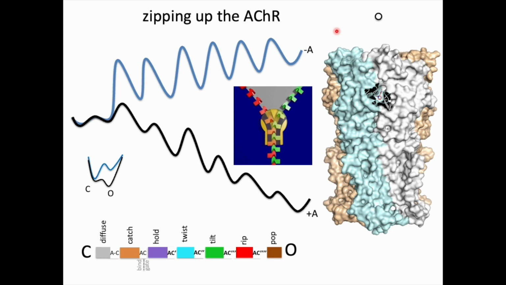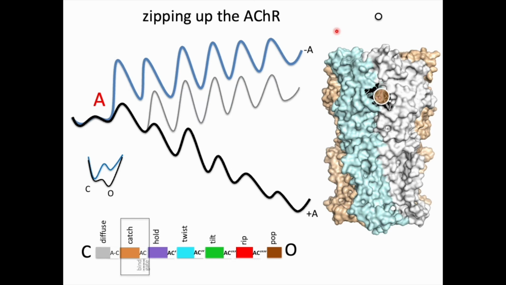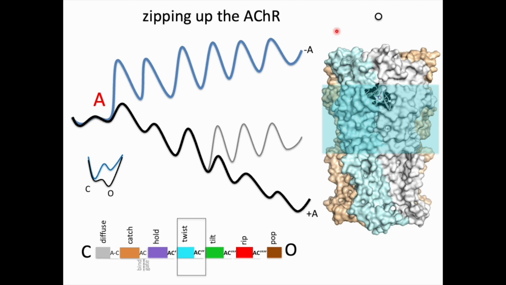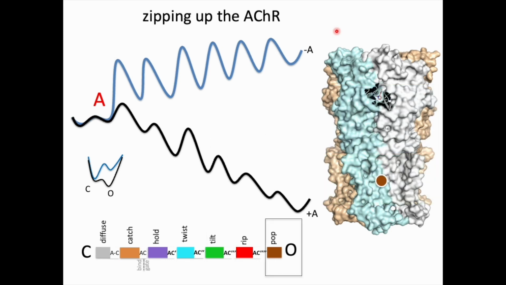First, let's focus in on the energy landscapes. The agonist arrives. It lowers the energy. Sequentially, it lowers the transition state of the next event, allowing it to occur. And this blue energy landscape turns into this black energy landscape, and that's shown here in these insets at low bandwidth resolution. So after diffusion, you have catch, hold, twist, tilt, rip, and pop.